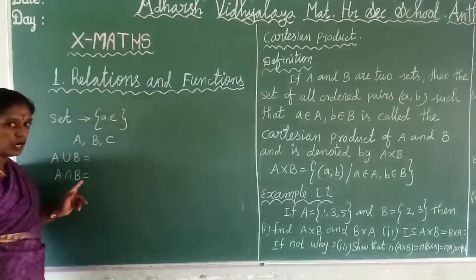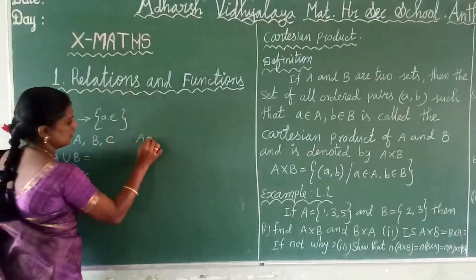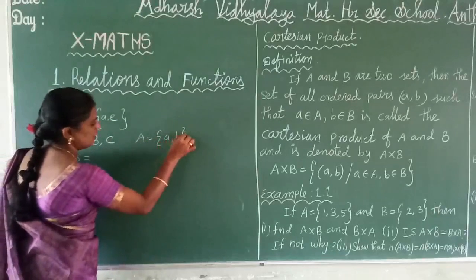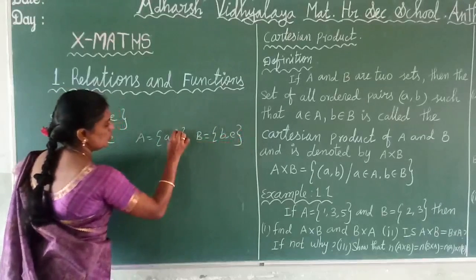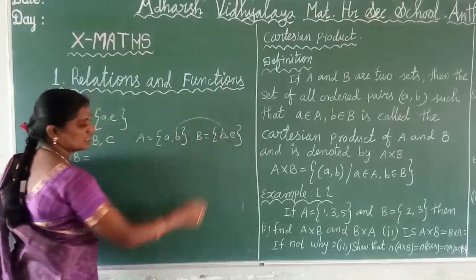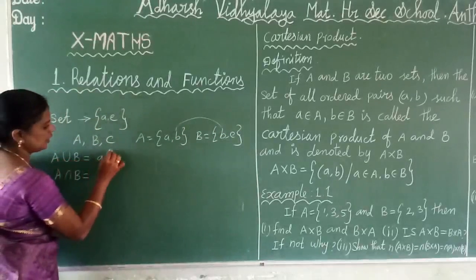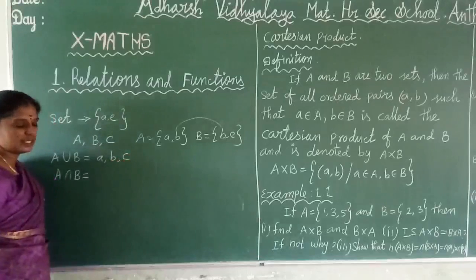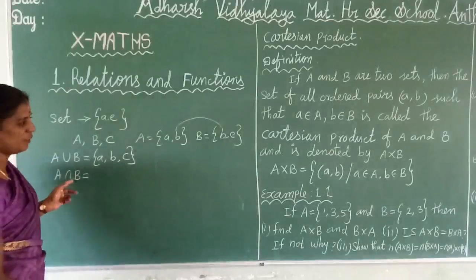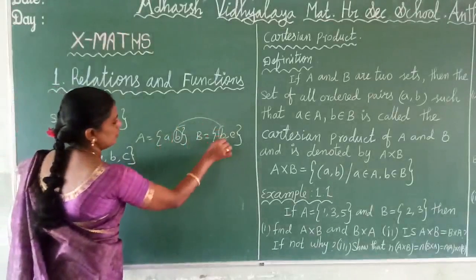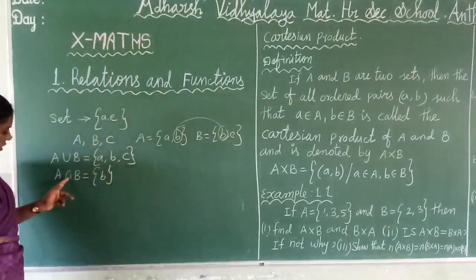Intersection means common. Suppose A set is {a, b} and B set is {b, c}. How do we write? Here b is common, so you write it only one time. So A union B is {a, b, c}. That is A union B. A intersection B means common only. Here b is common to both, so only b is written in A intersection B.